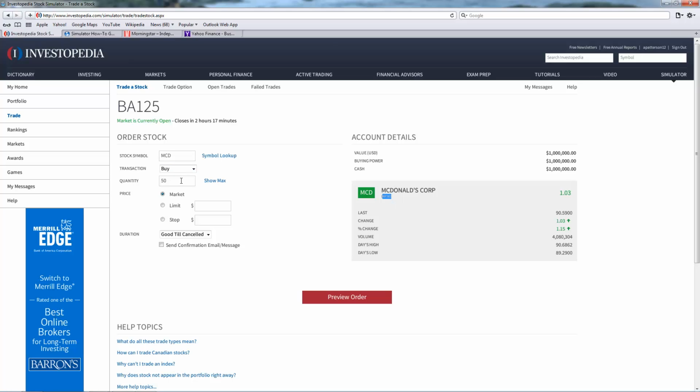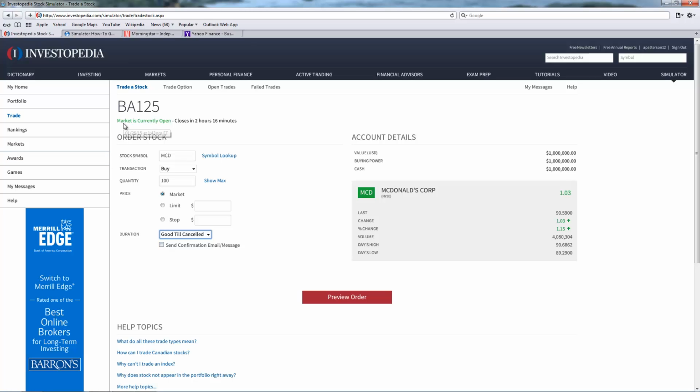So if I want to buy McDonald's, let's go ahead and buy 100. I'm going to buy it on market. Day order means you only want the order for the day. If you're unable to buy it in today's stock market, which closes in 2 hours and 17 minutes, you don't want it. Otherwise, good till cancel means even if you don't get it today, try again tomorrow. Good until I no longer want it and I cancel it manually. And then whether or not you want to email whether it went through or not, you can also click this.